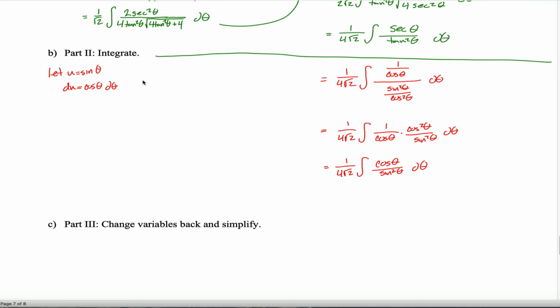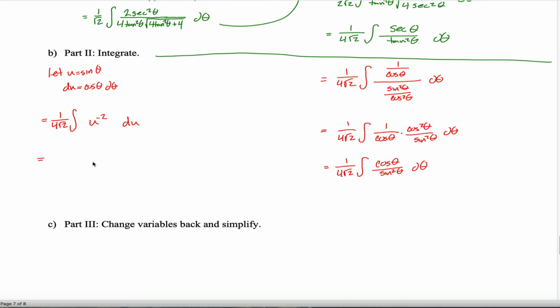So with this substitution, this integral becomes 1 divided by 4 root 2 times the integral of the cosine theta d theta all changed into a du. So all I'm left with is 1 over sine squared theta, but sine of theta is my u, so I get 1 over u squared. In other words, u to the negative 2 power. Oh, that's easy to integrate.